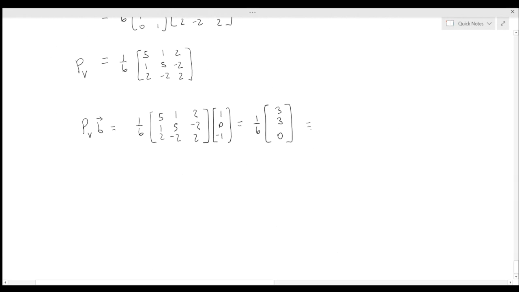And then if you wanted to, I guess you could multiply the 1/6, so it would be 1/2, 1/2, and 0 in the end. Okay.